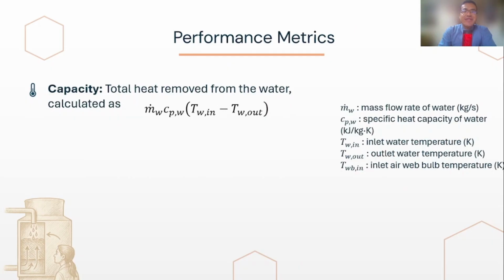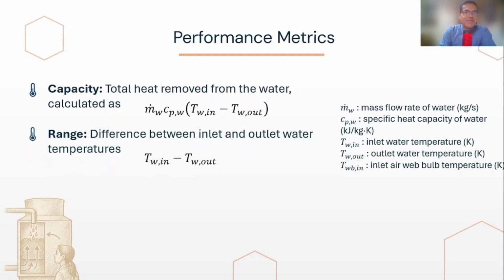The first metric used to describe the thermal performance of a cooling tower is capacity. It quantifies the total amount of heat removed from the circulating water. We calculate it using the water mass flow rate, the specific heat of water, and the temperature drop across the tower. This gives a direct measure of the energy rejected.